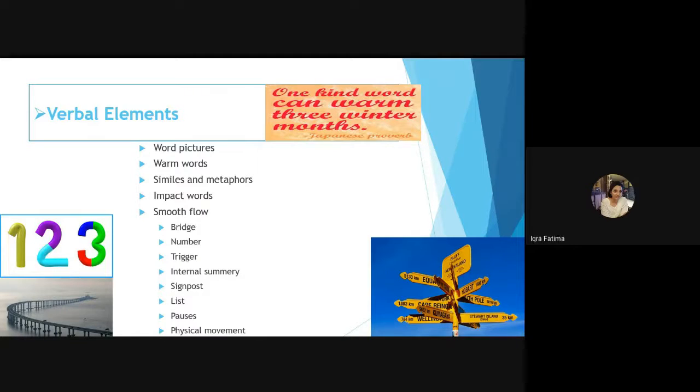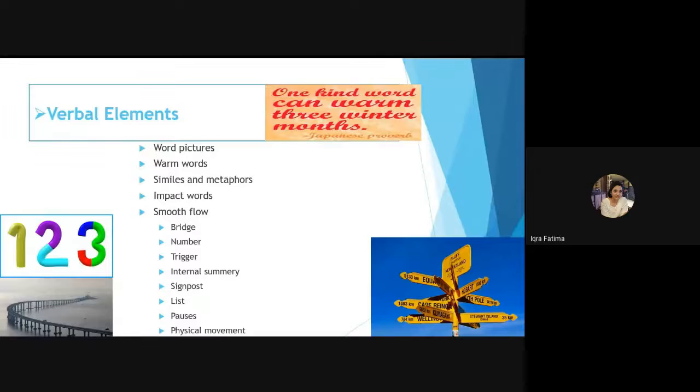Third one is a trigger. A trigger is a repetition of the same word or phrase to link one topic. Here is an example: what the financial situation was like in March, now I will tell you what it is like today. So you can link your previous statement with the next statement while triggering it. If I'm saying that that was all about verbal elements, now I'm going to tell you the next, which is non-verbal elements. So this is the triggering, that I am linking the last one with the next one.